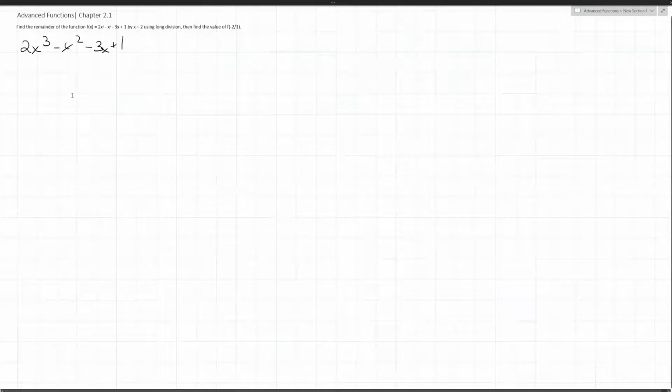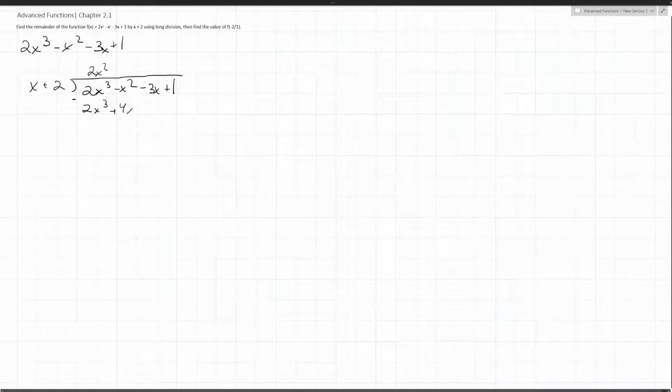Okay, now we need to organize it like we had it before. So we have x plus 2. Over here we have 2x^3 minus x^2 minus 3x plus 1. So now we divide 2x^3 by x, and we get 2x^2. So we subtract 2x^3 minus 2x^2 times 2, which is plus 4x^2.